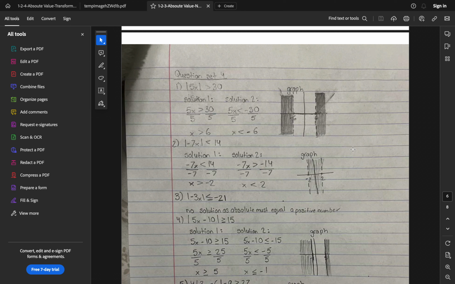And for a second solution, since it's absolute value, you have to look at the negative possibility as well, right? And you have to switch the inequality sign, as you switch the value on the other side. You have 5x over 5 is less than negative 30 over 5, which becomes x is less than negative 6. So on the graph, x can be either less than negative 6 as shown here, or greater than 6. It cannot be in between.